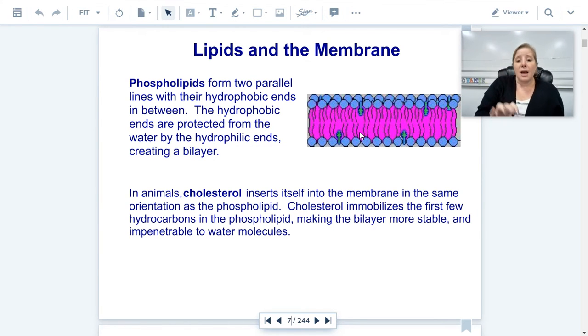And again, the cholesterol kind of immobilizes it and keeps everything a little more stable. It keeps water from going in places it doesn't need to go, and keeps things a little more put together and, again, fluid.